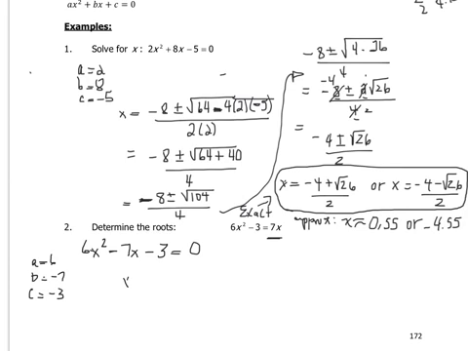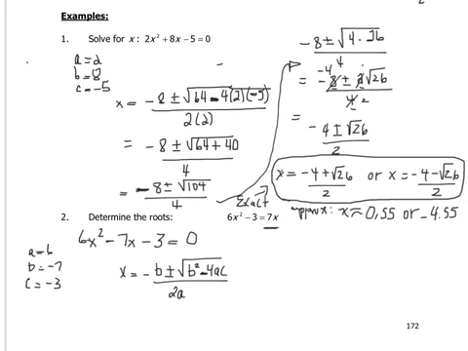So your quadratic formula says the solutions to this equation can be found by putting them into the formula, and the formula is up at the top of the page, so I'll write it again. It's negative b plus or minus the square root of b squared minus 4ac, all over 2a.